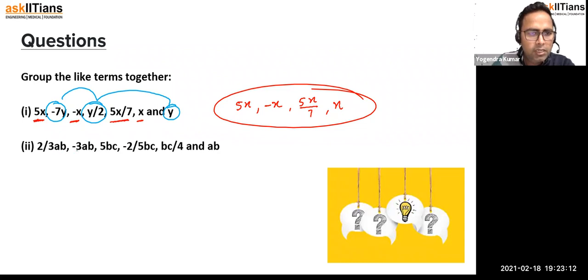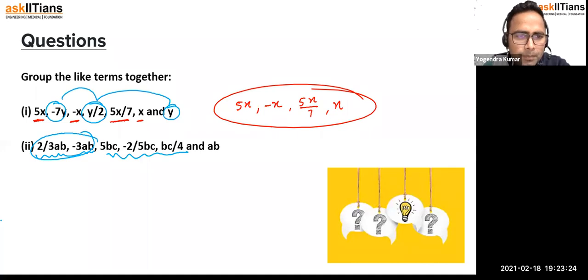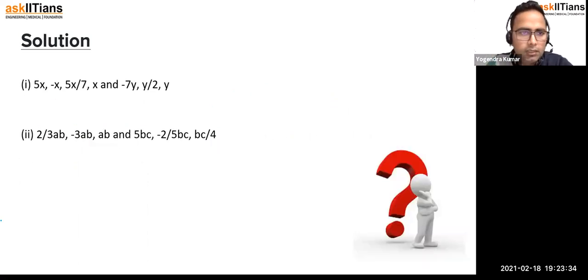Now here AB, here AB. So these are like terms, right? These are like BC, BC, BC. They are like together, right? I hope you got it. We can add and subtract them, right? We can add like terms to like terms only, not unlike terms. We cannot add those, right? I hope you got it. Answers are written here, right? Any doubt, anyone?